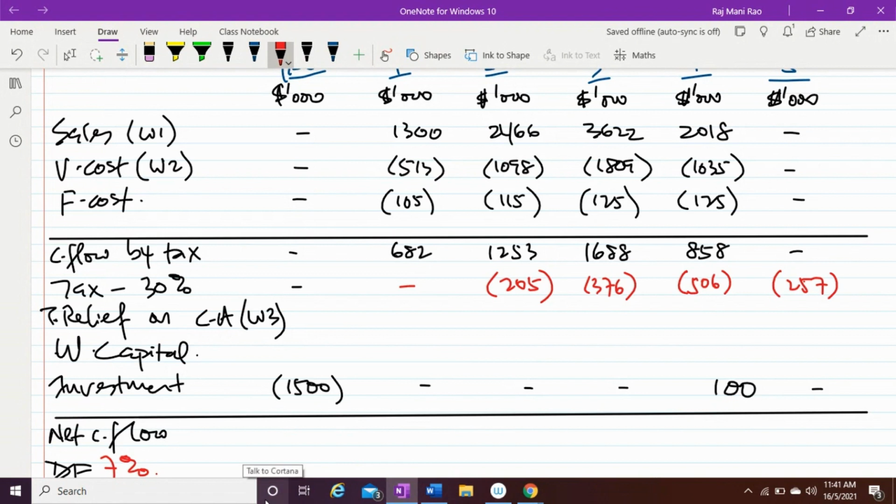So what is the tax relief on capital allowances? I give you 2 minutes, calculate that now. Do your working 3. Alright, if you still don't know how to calculate capital allowances, sorry to say, you can say bye-bye to your FM. Calculating capital allowances is one of the simplest, easiest workings you can do.